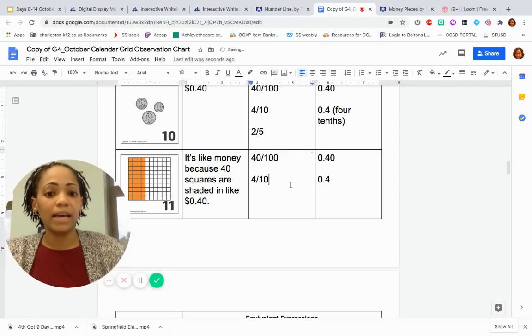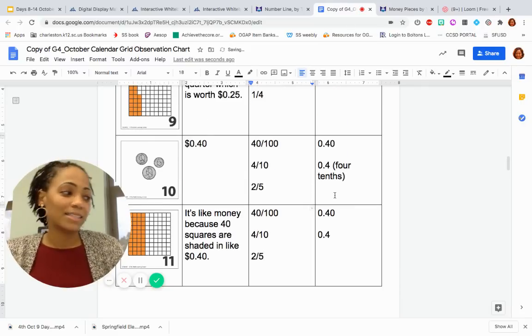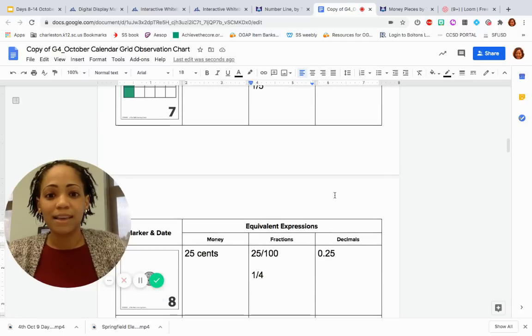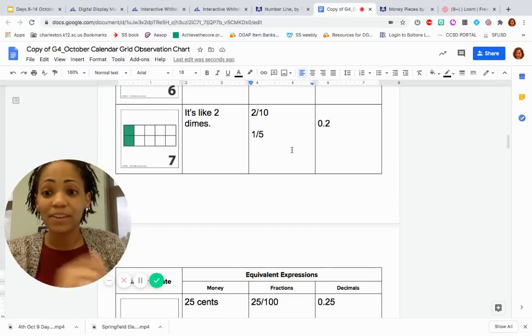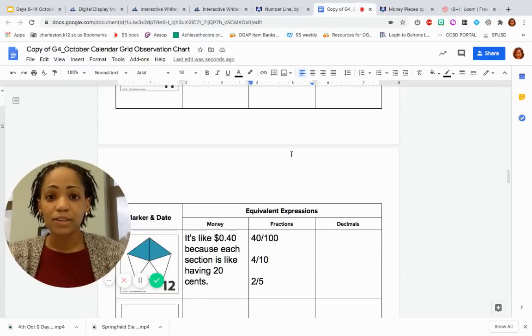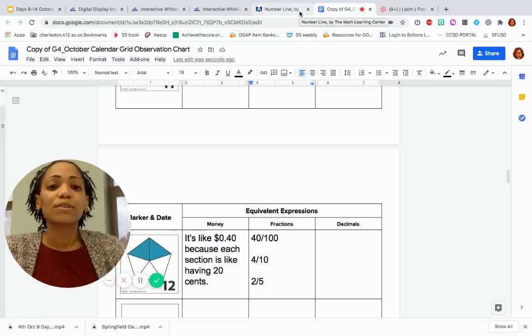But if I only had 2 of them shaded in, like earlier, then I could say it's 1/5, like what we saw on the 7th. That's 1/5, and we have that there. Perfect. All right, so that's all for our calendar grid today. Now we're going to move into our, let's do Race to the Millions next and save our multiples for last.